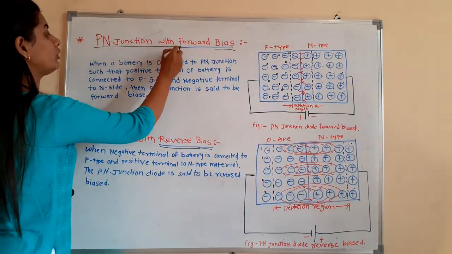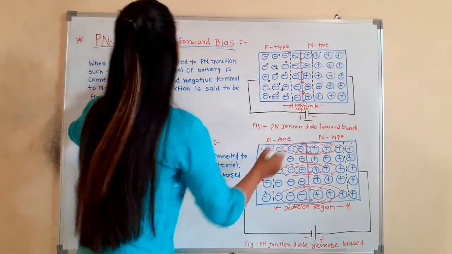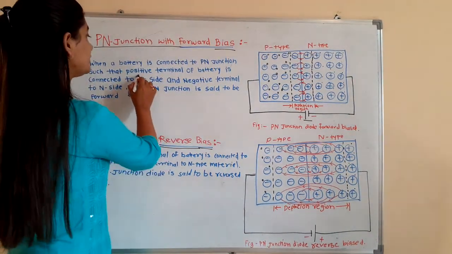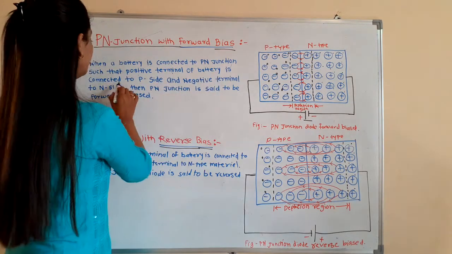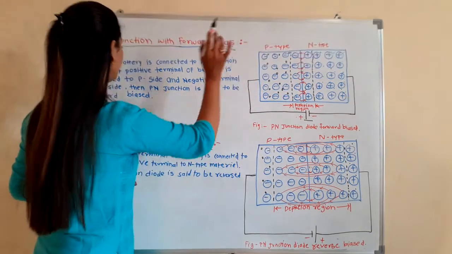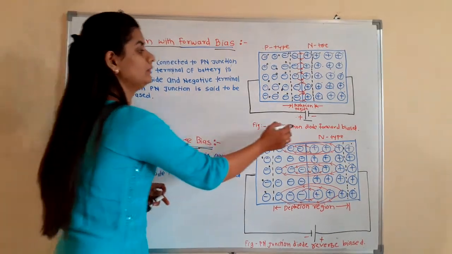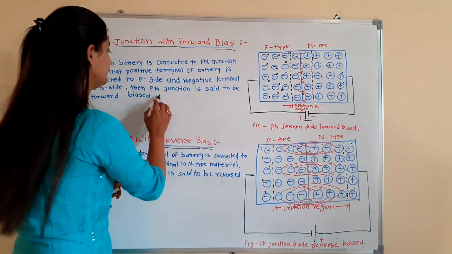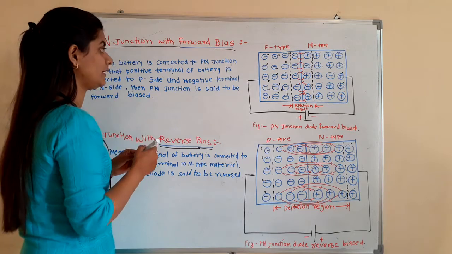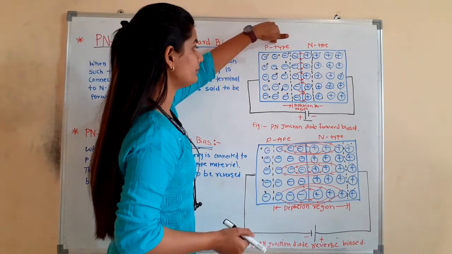PN junction with forward bias: when a battery is connected to PN junction such that positive terminal of battery is connected to P side and negative terminal to N side, then PN junction is said to be forward bias. So let's see from the diagram what is forward bias.